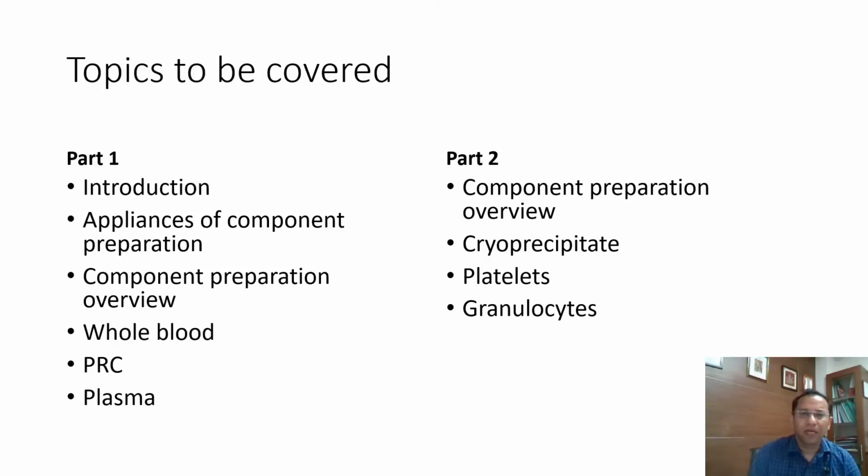The topic that we'll be covering is inclusive of two parts. This is the first part of blood component preparation, where we'll be covering the introduction, the appliances of component preparation, and the component preparation overview. We will be talking about three components and their modifications: the whole blood, red cell, that is the packed red cell, and the plasma. In the second part, which will be subsequently uploaded, we'll be talking about the component preparation overview again, along with the blood components like cryoprecipitates, platelets, and granulocytes.